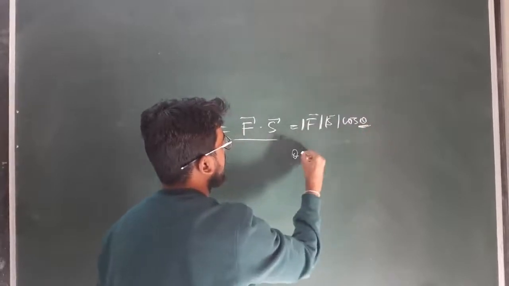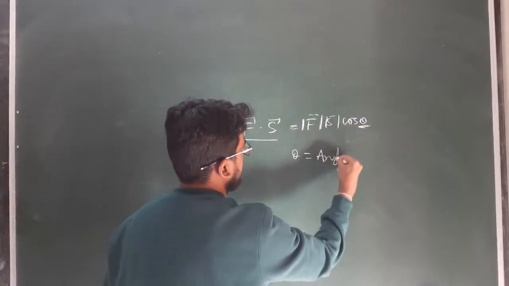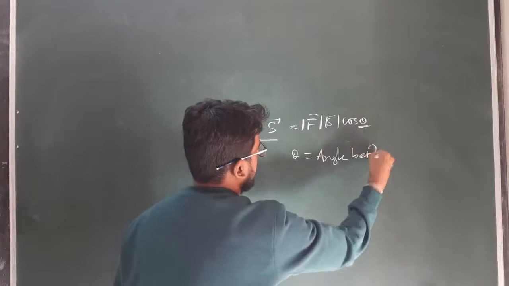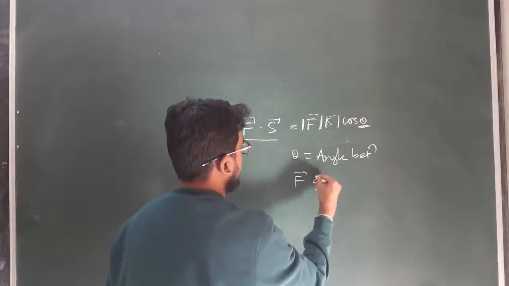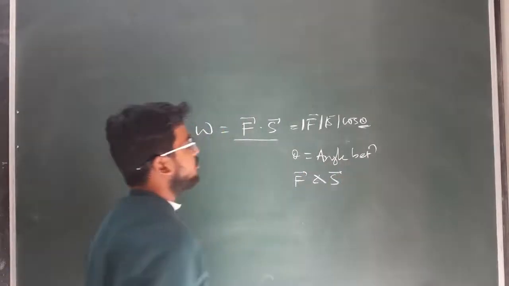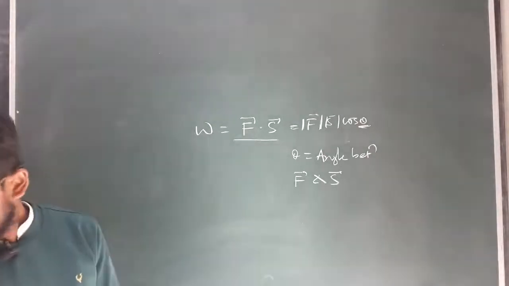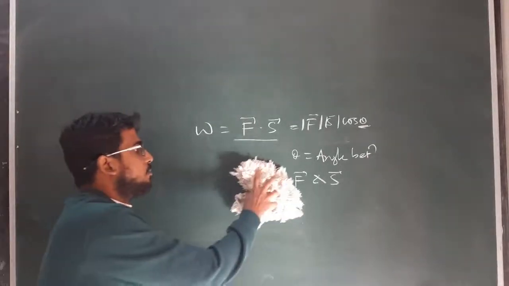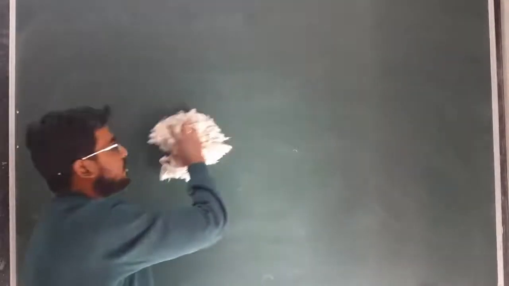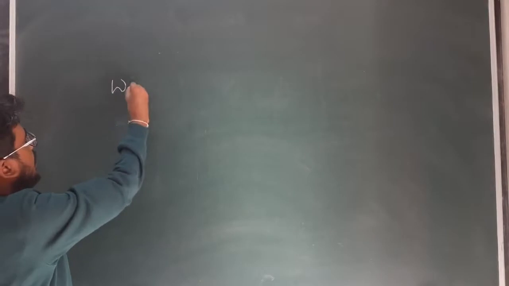Here theta is the angle between the applied force and the displacement produced due to that applied force. Clear? And depending upon the angle, the work can be positive, negative and zero. So today we are going to discuss work done by a variable force.